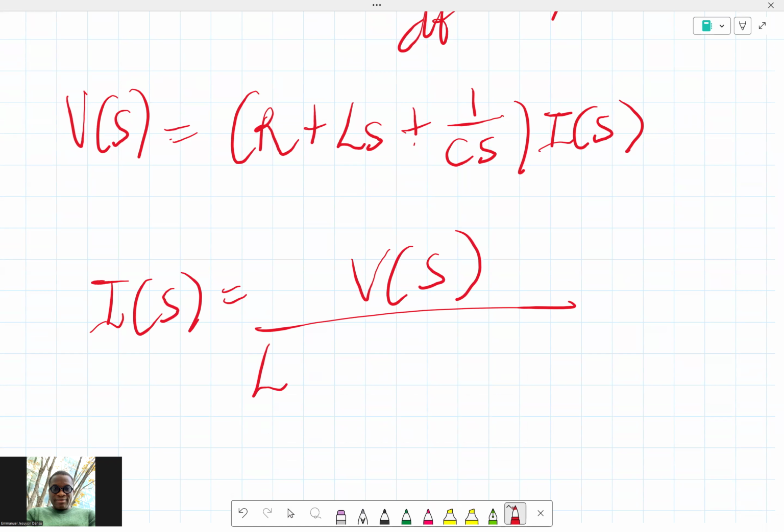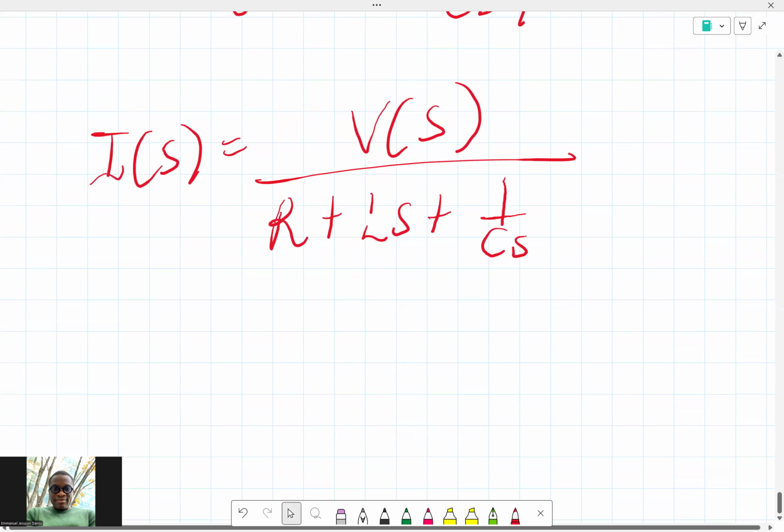If we take the LCM with that, we have L S squared. First we can just have this: R plus LS plus 1 over CS. So we can just have it this way, and we may also try to tidy that up as much as possible.